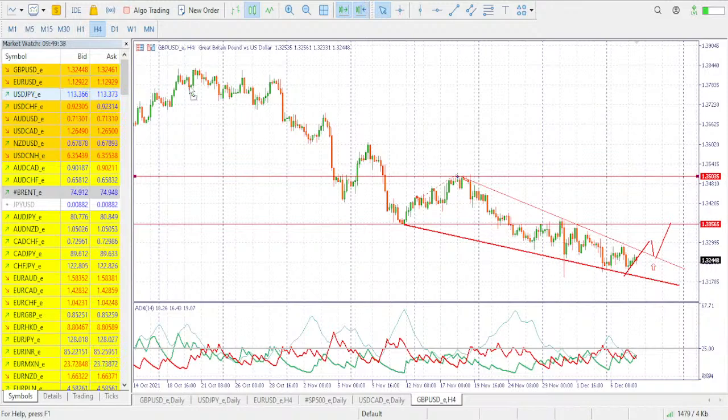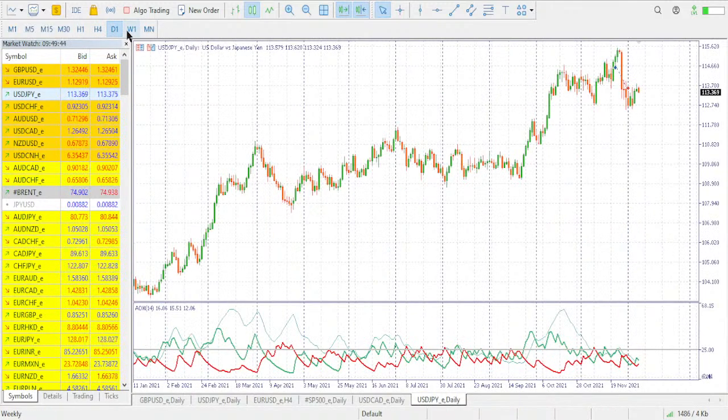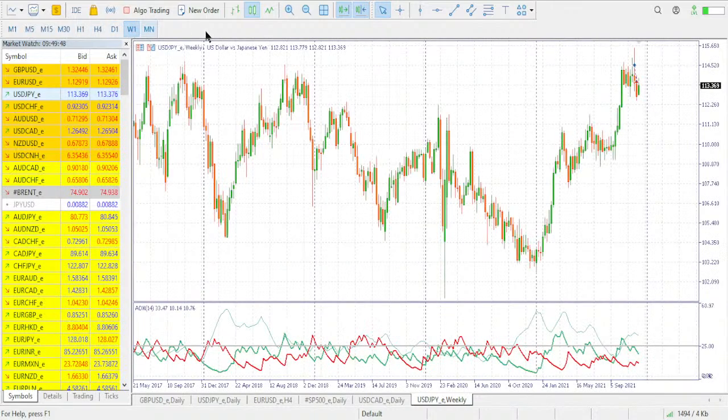The next symbol is the US dollar Japanese yen. So with this chart, as I mentioned yesterday, it looks like the price should continue to the upper side, but we do have a good resistance level where the price should break beyond before it can continue to the upper side. So we have that level here.